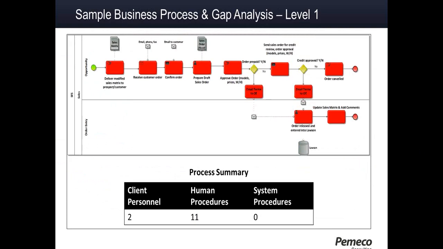One of the other things I talked about just a minute ago is a gap analysis. If you look at this actual process flow and the process summary below, these are deliverables out of some of our client cases. This particular process has 2 client personnel in it. Every red box that you see is a human touch point. It's a human activity occurring, and there's no systemic support internal to this system. There is a Lawson system, but basically they're just releasing orders to the Lawson system.